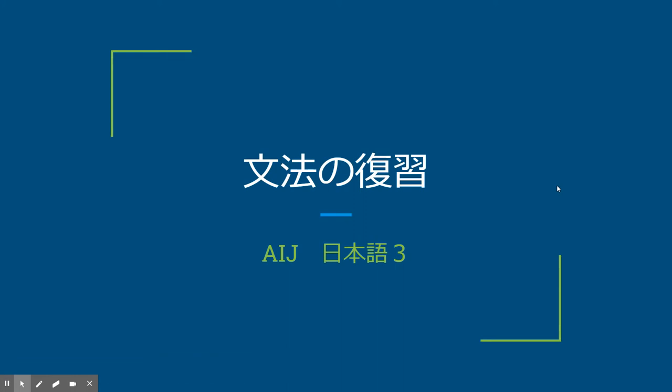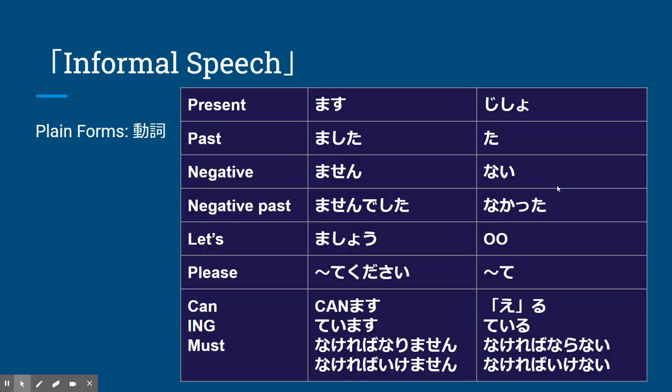こんにちは、皆さん、岡田先生です。今日は日本語3の文法の勉強をしましょう。最初に文法の復習をしましょう。ノートを取ってください。First thing we are going to 復習 review would be informal speech. We spent a lot of time in the 日本語に textbook going over informal speech. Specifically, we called it plain forms.